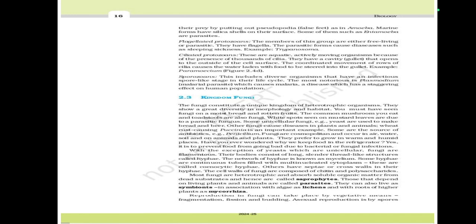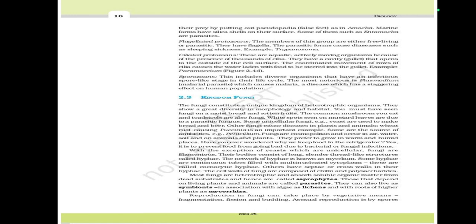Kingdom Fungi. The fungi constitute the unique kingdom of heterotrophic organisms. They show a great diversity in morphology and habitat. You must have seen fungi on moist bread and rotten fruits. The common mushroom you eat and toadstools are also fungi. White spots seen on mustard leaves are due to a parasitic fungus.